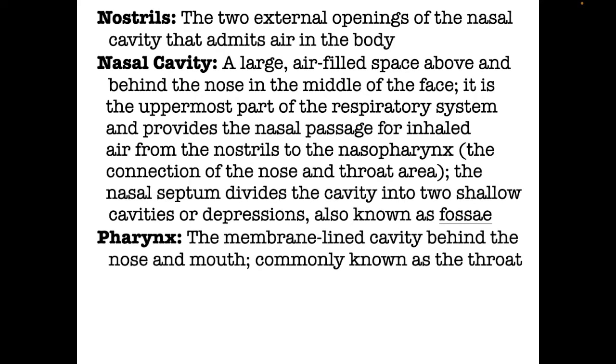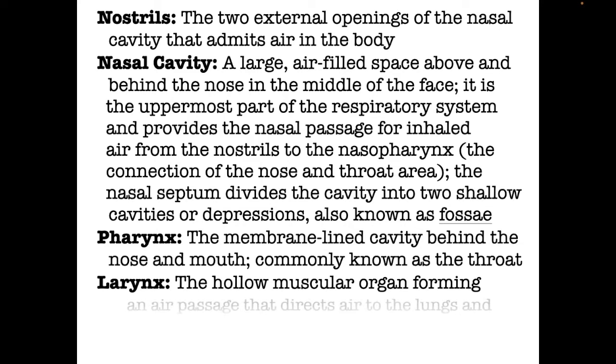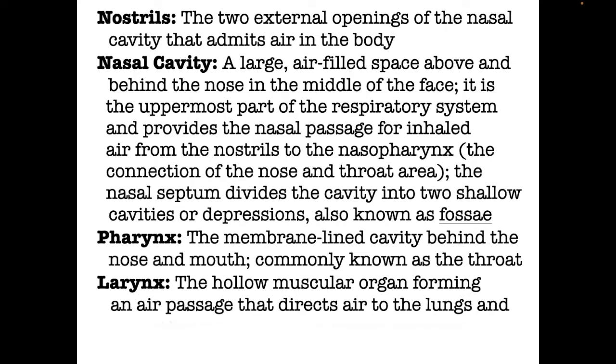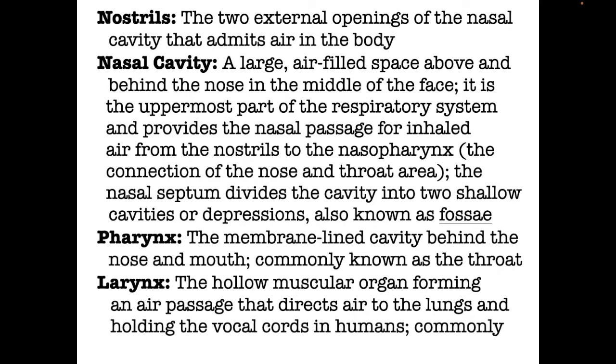Then you have the pharynx, which is the throat. This membrane-lined cavity behind the nose and mouth is commonly known as the throat. Then we're going to move to the larynx, which is the hollow muscular organ forming an air passage that directs air to the lungs and holds the vocal cords. So air is going to pass the vocal cords going down to the lungs. Now, the larynx is commonly known as the voice box.